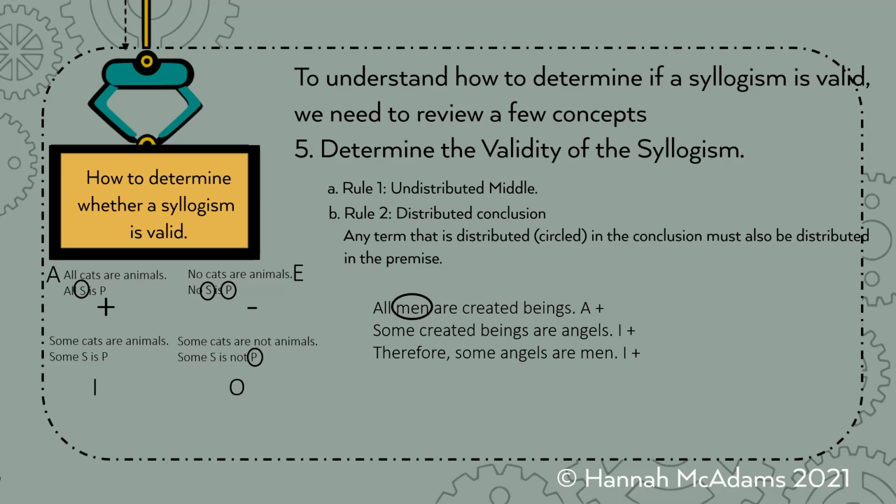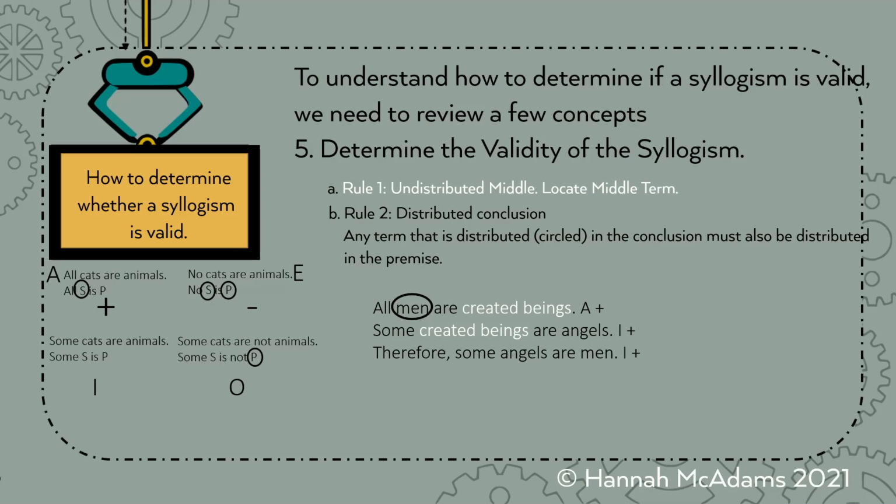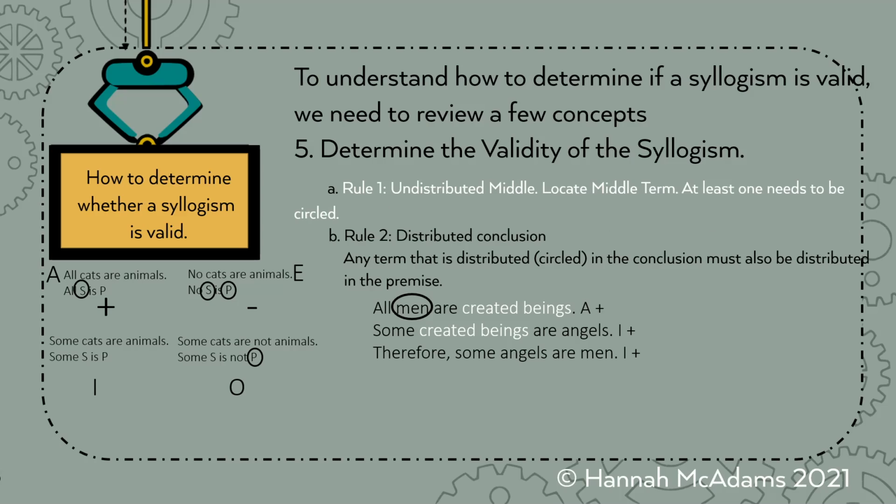Now that we've prepped our syllogism, let's go over the rules. Undistributed middle. We're looking for the word or phrase that is in both of the premises, which are the first two. We have all men are created beings, some created beings are angels. What are we saying twice? Created beings. So we found the middle term, and the rule is one of these needs to be circled. None of them are circled. Neither one of these is circled.